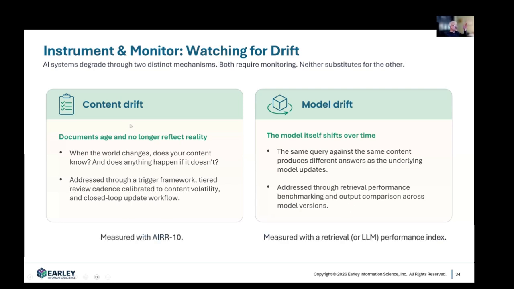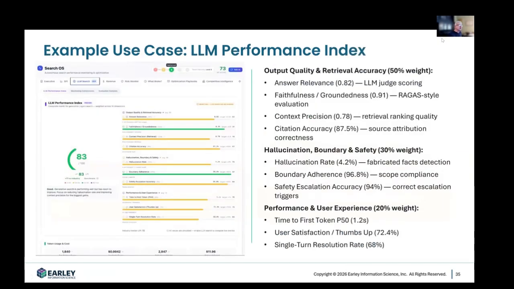We measure content drift with a framework like the AIRR10, but we measure retrieval with another LLM or performance index. So here's one of the other modules that we have. By the way, this is all built in something called VIA, the Virtual Information Architect. It does a lot of stuff. It does the stuff we're talking about. It monitors governance, manages risks, et cetera. But it also does the quality output, right?